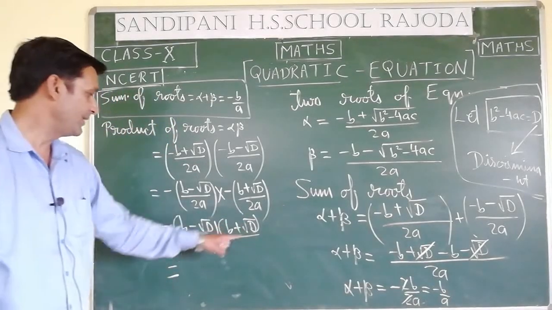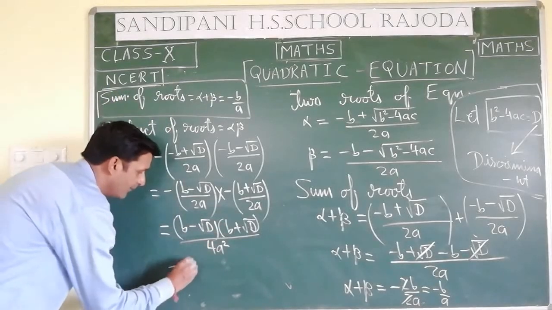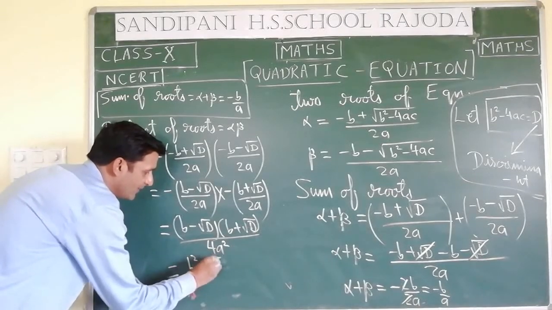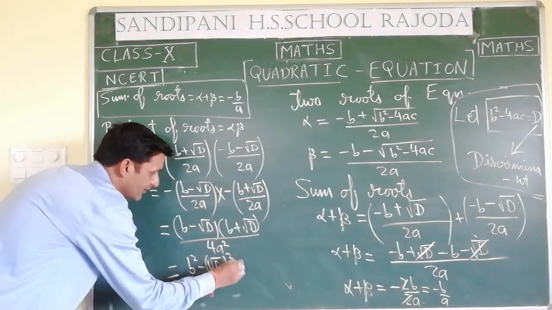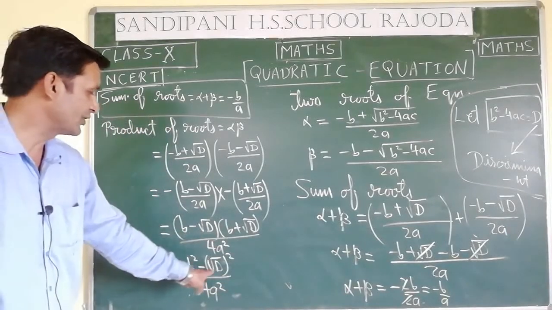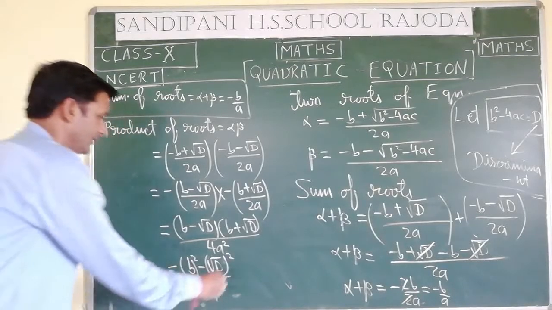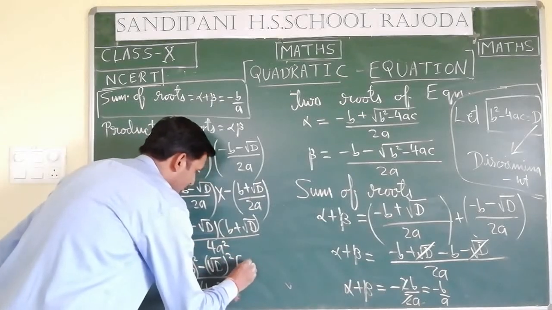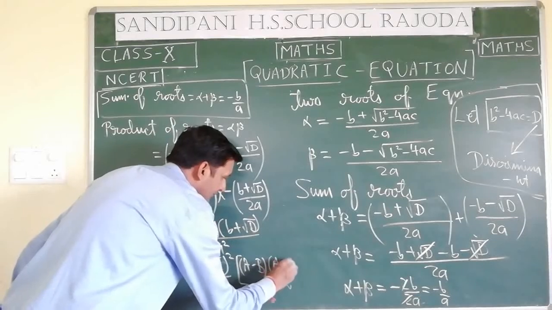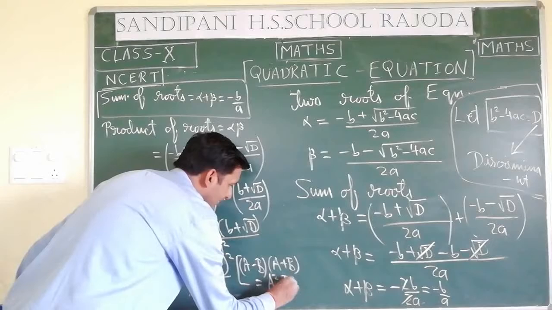So (b minus root d)(b plus root d) upon 4a square means, we may tell, b square minus root d square upon 4a square, and root d square is d. A plus b into a minus b is equal to a square minus b square, that you know already. Let me write it also: (a minus b)(a plus b) is equal to a square minus b square.